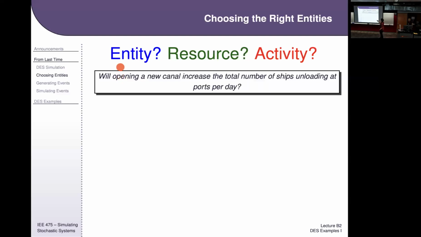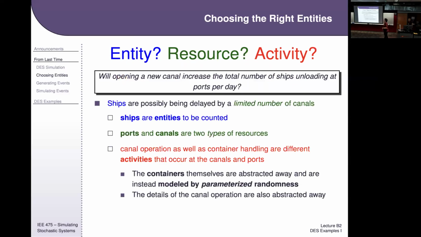Then the other question, will opening a new canal increase the total number of ships? So now I'm zooming out and looking at the network as a whole, not just the port. And as I zoom out, you should imagine that a lot of the fine scale details that I was modeling in the previous question get blended away into these distributions. So now I'm looking at ships as the entities to be counted. I'm not even really talking about containers anymore because the ships are already loaded up with containers. Why would I keep track of all the individual containers? They're not going to change the answer to these questions.